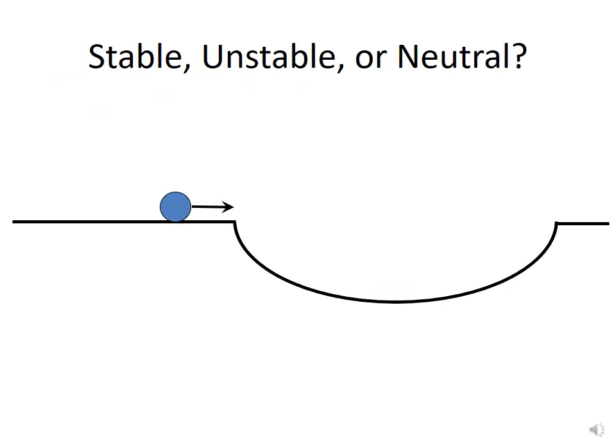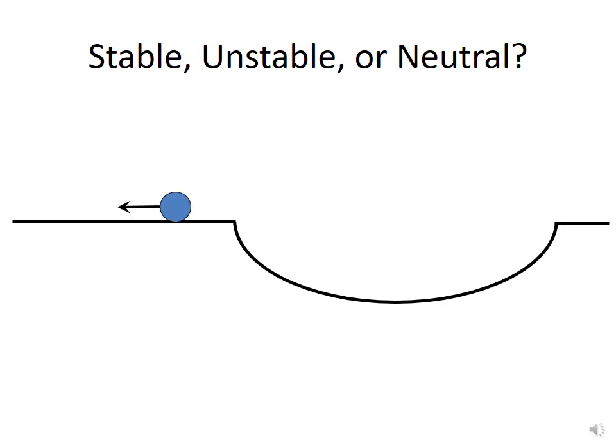Here we have a slightly different situation. We're going to nudge our marble and see what happens. So in this particular case, a small nudge of the marble made it accelerate away from its current condition, its initial location, and that's going to be the definition of unstable.